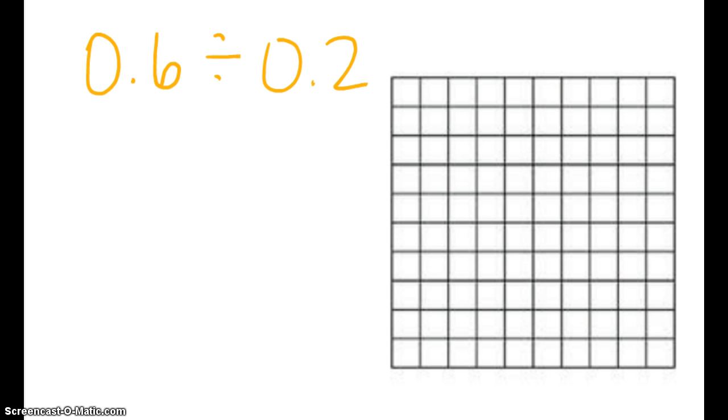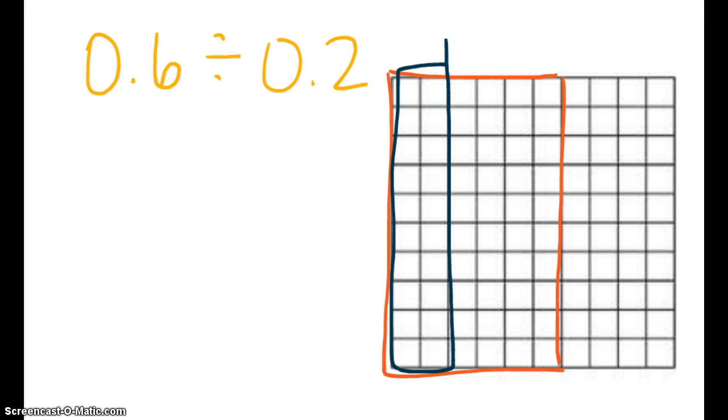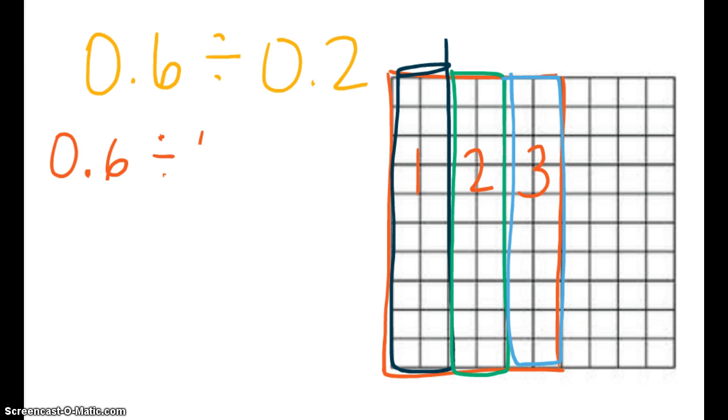Now, what if I have 6/10, and this time I'm not dividing by 2, I'm dividing by 2/10? Well, I am going to have one group of 2/10 right here, another group of 2/10 here, and a third group of 2/10. So how many groups of 2/10 did I have? 1, 2, 3. So 6/10 divided by 2/10 is 3.